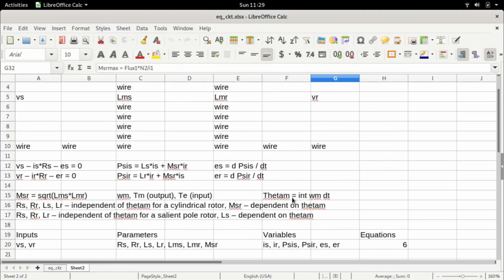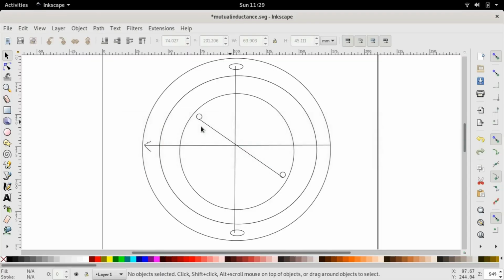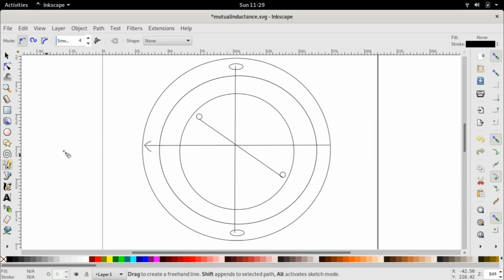And this theta m is the integral of the speed with respect to time. So as the rotor rotates with a certain angular speed omega m, it will produce a certain rotor position angle at different times. So coming back here, as this rotor rotates, this rotor position angle will increase. It may accelerate, it may decelerate, it may stop altogether. We don't know. So if I were to say that this is the rotor position angle, let me draw it here. This is the rotor position angle.